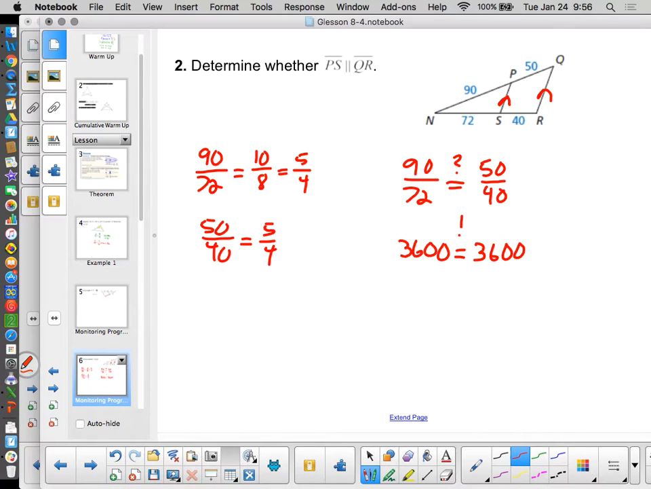It's another way of doing it. So we could do it by just setting up a proportion and solving it, or we could do it like we did with side angle, side, and side, side, side, and just reduce the corresponding ratios and see if they both reduce to the same factor.